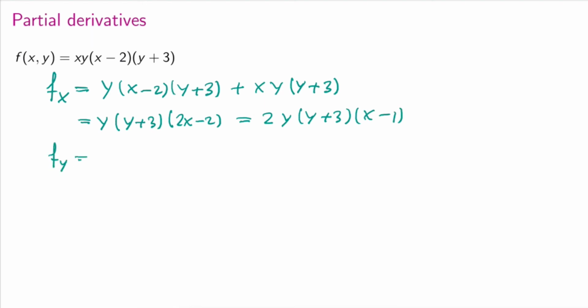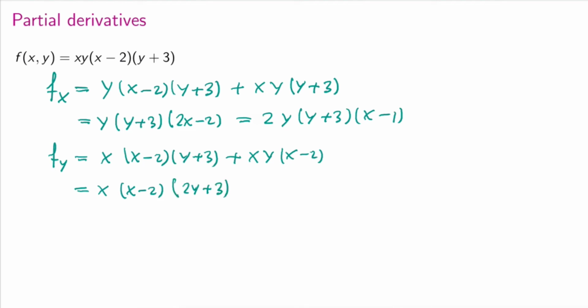For the partial y derivative, again a product rule, because y appears here and there. So from the first term we get x(x minus 2)(y plus 3). From the other term, we keep xy, we keep the x minus 2 as a factor, but then the y plus 3 is differentiated, it gives a 1. Here are common factors as well, the x is in common, the x minus 2 is in common, and then we have a y plus 3 there and a y there, so it is 2y plus 3.